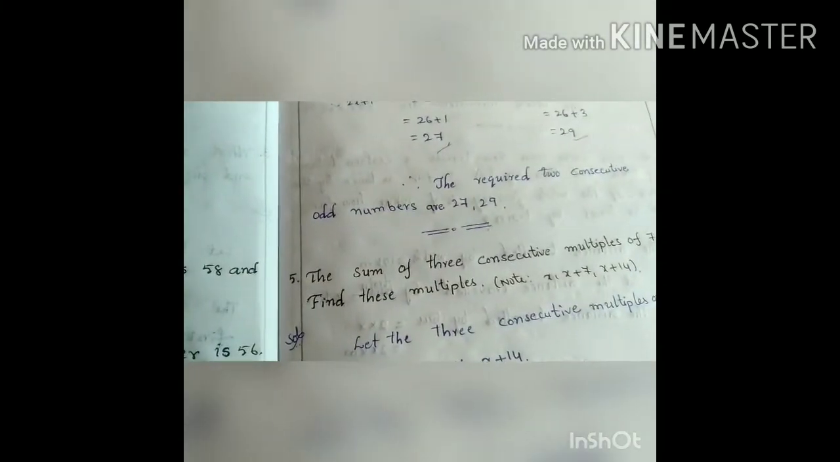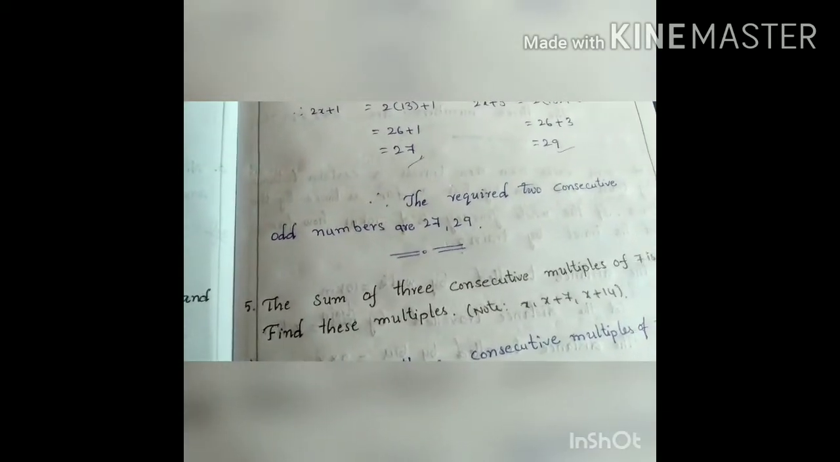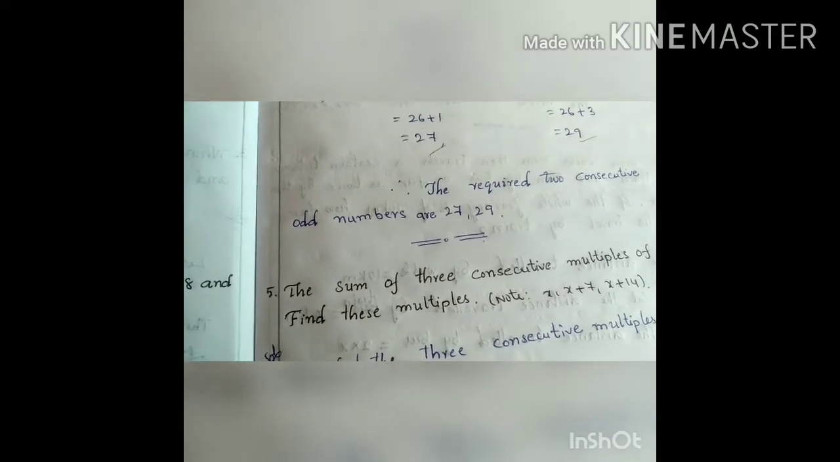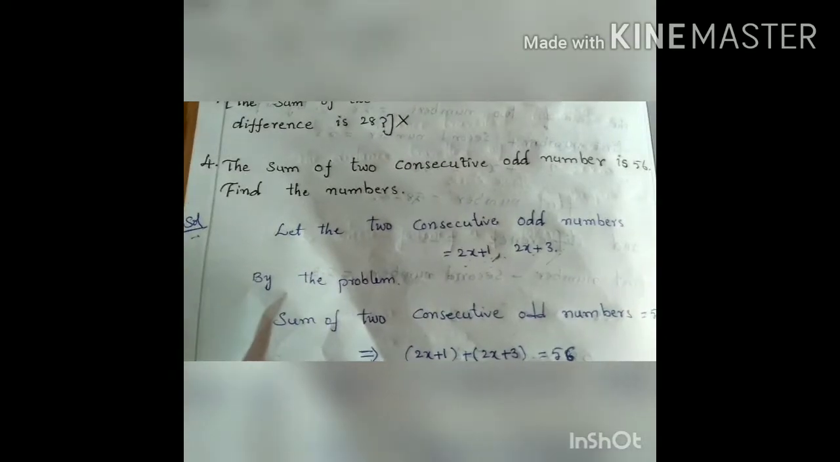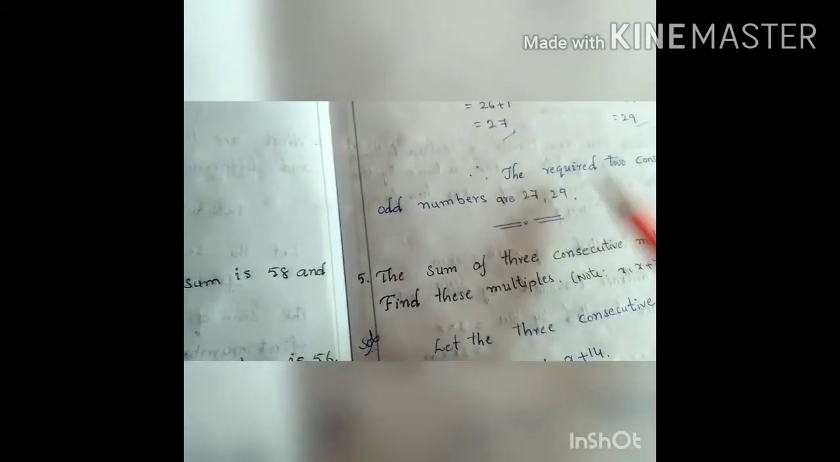The required two consecutive odd numbers are 27 and 29. So here, are 27 and 29 odd numbers or even numbers? It is an odd number. The question already asks for the sum of two consecutive odd numbers. Okay, 27 and 29 both are odd numbers. Okay children, next, the fifth question.